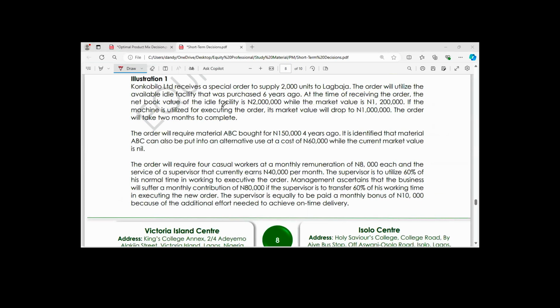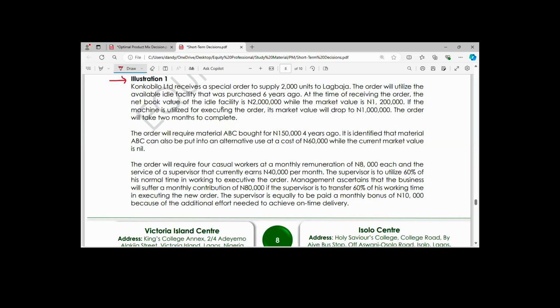Concom Below Limited receives a special order to supply 2,000 units to Lagbaja. The order will utilize the available AIDU facility that was purchased 6 years ago. At the time of receiving the order, the net book value of the AIDU facility is 2 million naira, while the market value is 1.2 million. If the machine is utilized for executing the order, its market value will drop to 1 million naira. The order will take 2 months to complete. The order will require material ABC bought for 150,000 naira 4 years ago. It is identified that material ABC can also be put into an alternative use at a cost of 60,000 naira, while the current market value is nil.